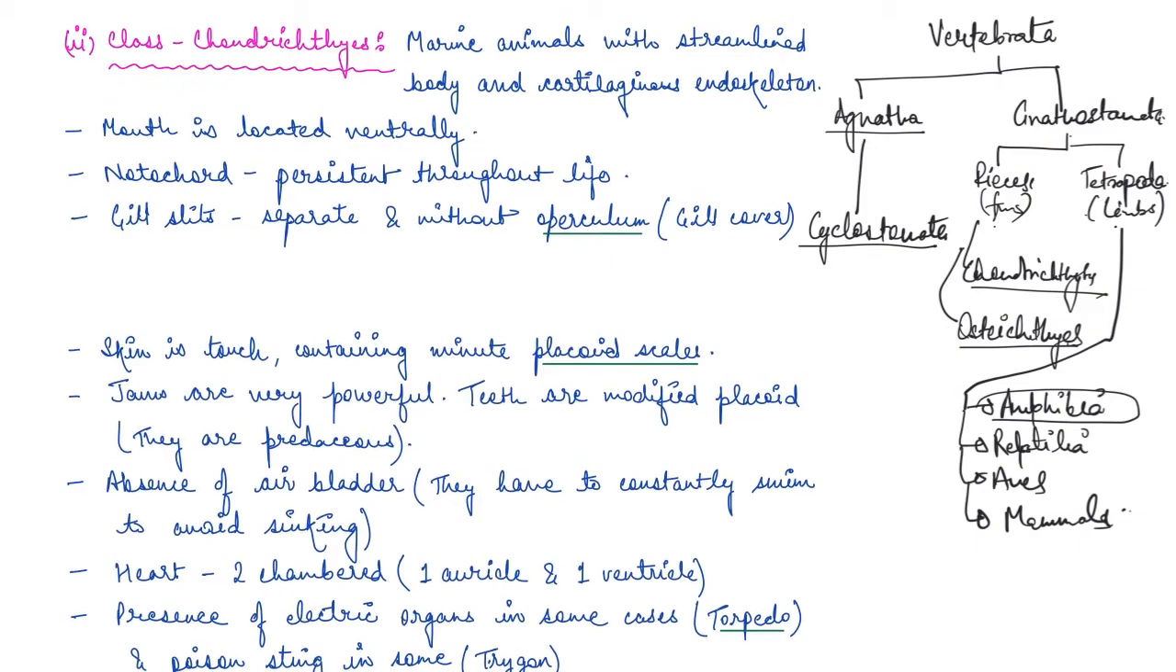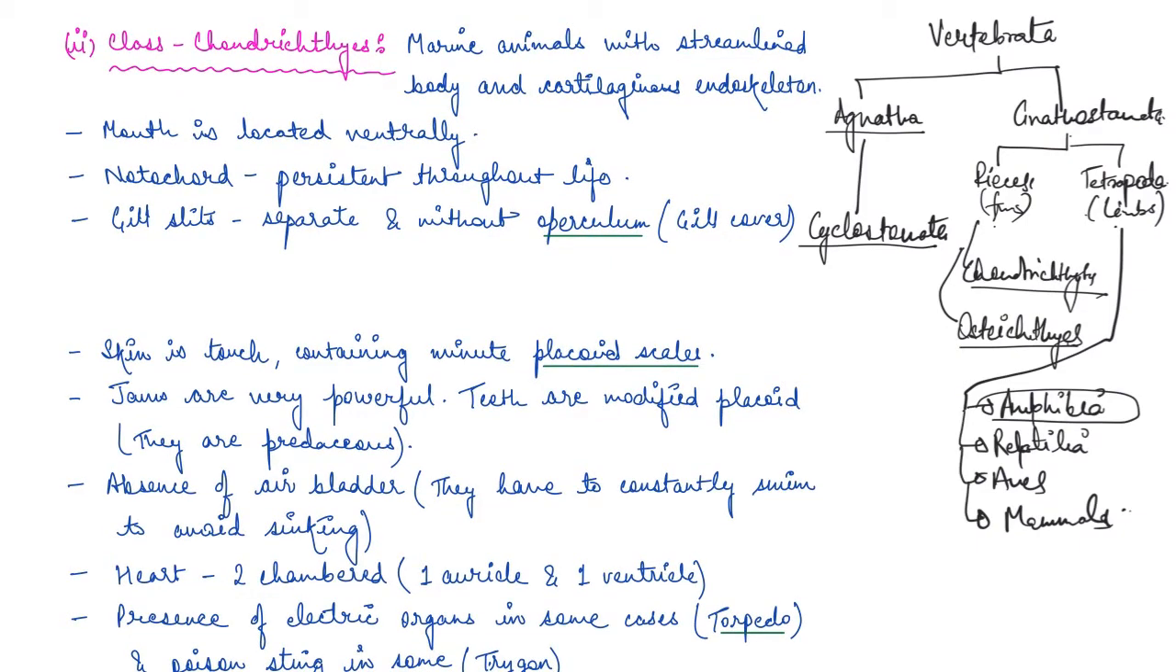Okay, so this class is basically from a true fish, right? So this class belongs to Pisces. Basically these are marine animals. Okay, so class Chondrichthyes are marine animals with a streamlined body and a cartilaginous endoskeleton. So their skeleton is cartilaginous. Now the mouth is located ventrally, so it's not above.